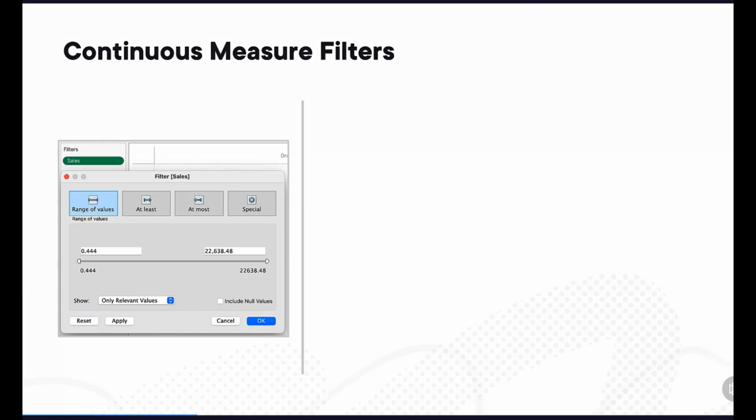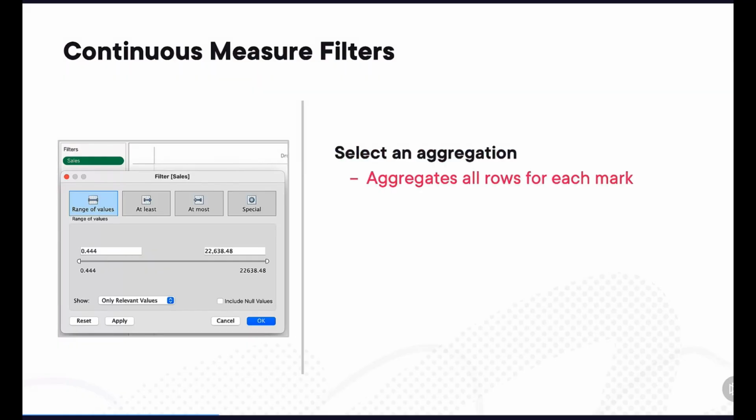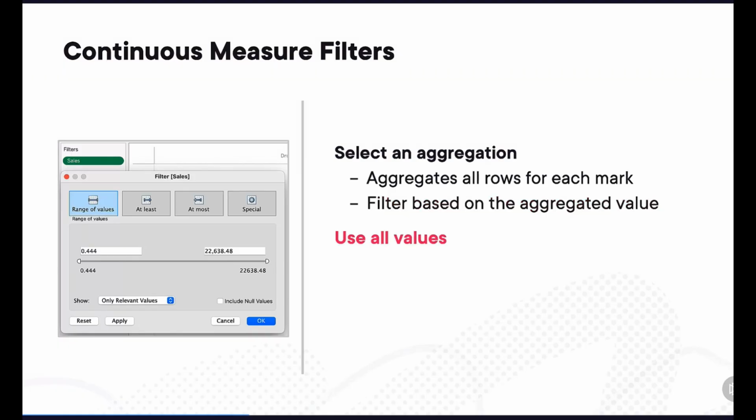In this example, we're looking at a continuous measure filter. When you drag a continuous measure filter to the filter shelf, you can select an aggregation like sum or average. In this case, Tableau will aggregate all rows for each mark, and this filter will filter all rows based on the aggregated value. Or you could select to use all values, and Tableau will filter based on the row value. And this is essentially a continuous dimension filter.